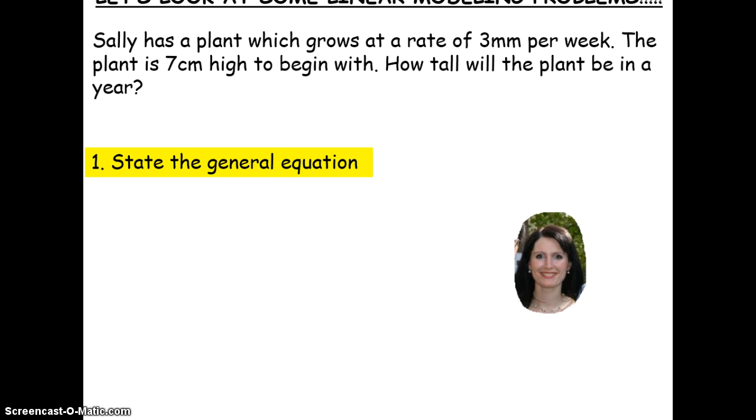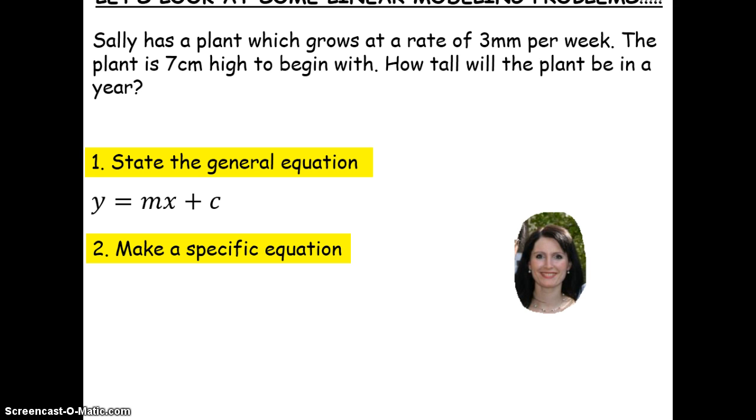Step 1, we would state the general equation, which is y equals mx plus c. Step 2, we would want to make a specific equation. First of all, we know that m is something to do with 3 millimetres per week, and that c is going to be 7 centimetres high. So we could say y equals 3x plus 70. I've used 70 here. Think about why that could be.